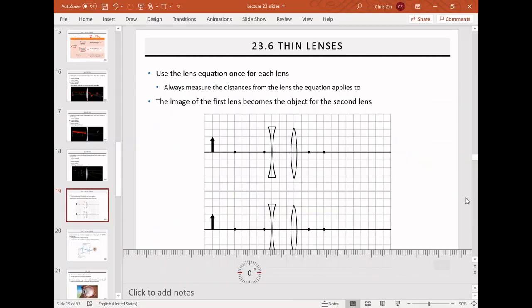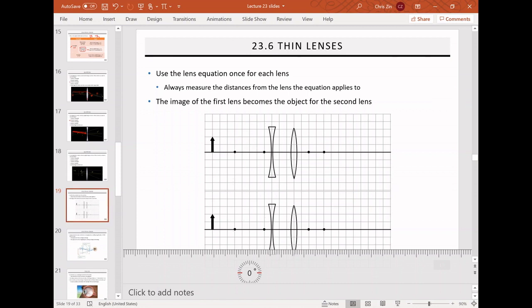Now that we all perfectly understand single lenses, let's talk about lenses in combination with other lenses. The short of it is that you have to repeat the single lens procedure twice. This means that for each lens you're going to use the lens equation, so you'll use it twice. The long of it is that the image that you get from the first lens will become the object for the second lens. So let's take a look at how this works in practice.